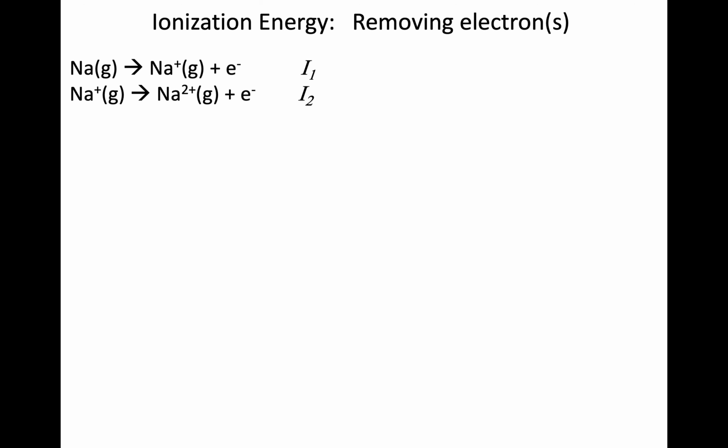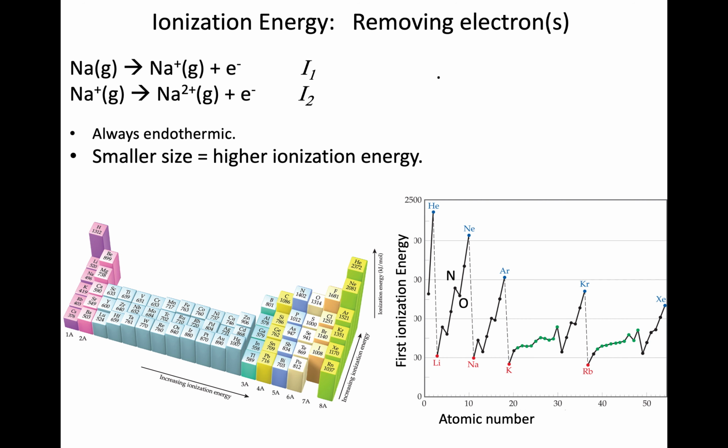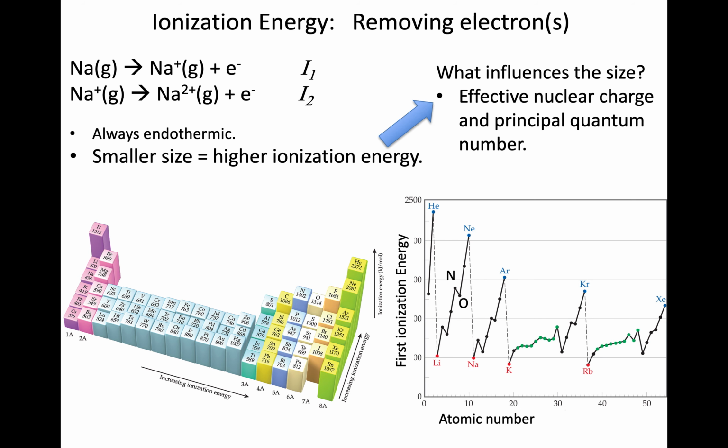When we're discussing ionization energy, we want to be able to recognize the equations that correspond to removing one electron, then the second, then the third. Those are successive ionizations. Removing an electron is always endothermic, and it's really closely linked to the size. A smaller size is related to a higher ionization energy. What is influencing the size? Well, the effective nuclear charge and the principal quantum number.